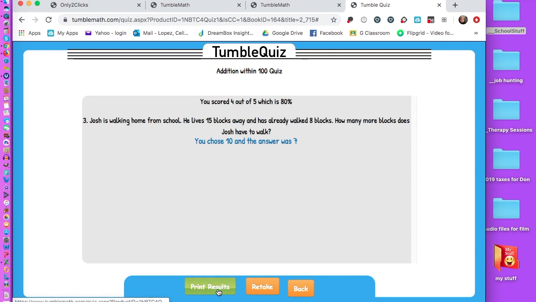And then if you have a printer at home, you can print the results, or you can do a screen capture if you have a computer. And that's Shift-Command-4. I taught you that this year. And you drag it across the screen. And then you title it. And I would put the name of the book that the quiz was about.